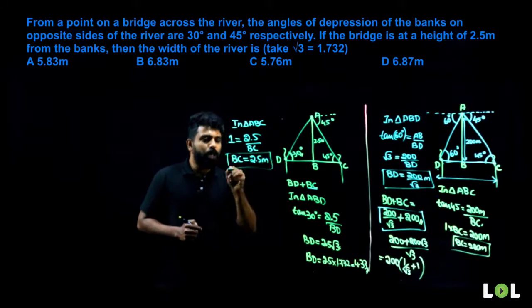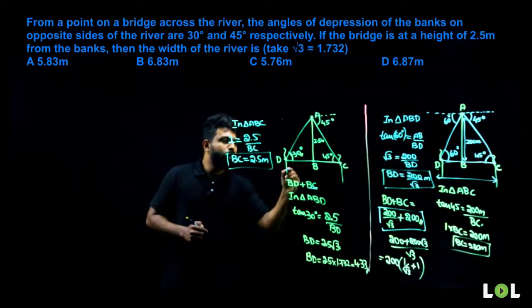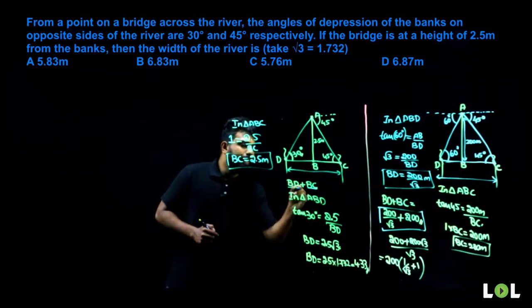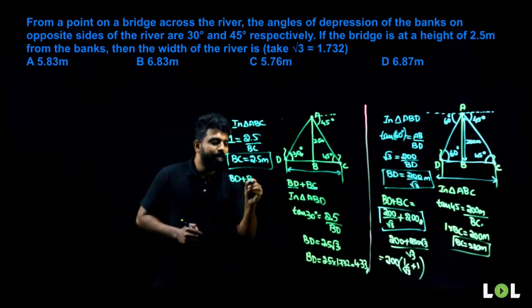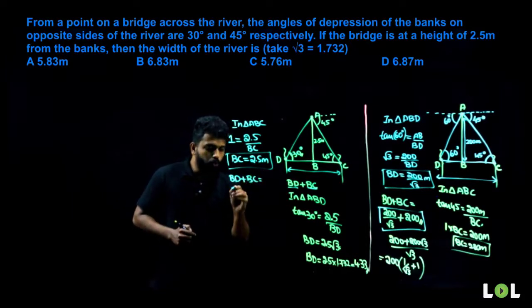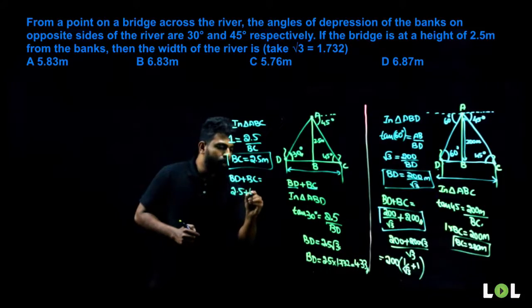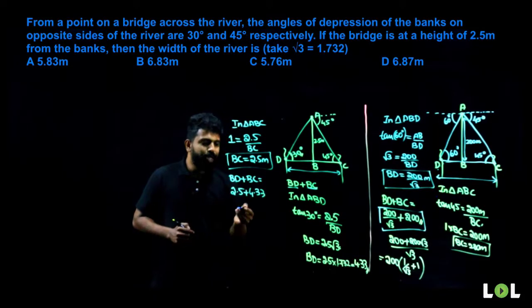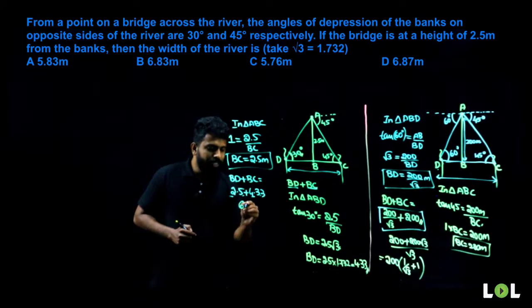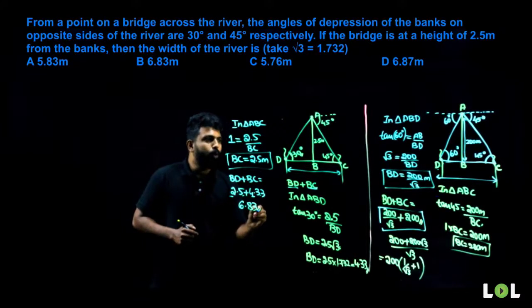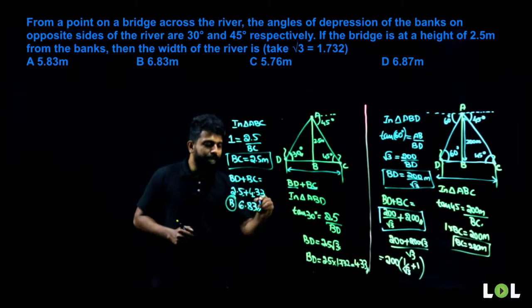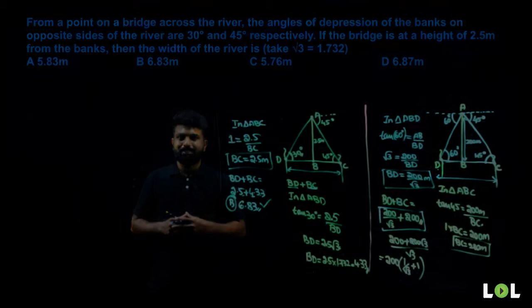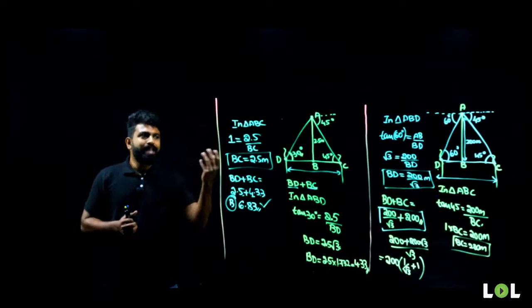So now what are they asking? They're asking us the total width of the river. That is nothing but BD plus BC. So what will be BD plus BC? It will be equal to 2.5 plus 4.33. So what do we get? 6.83. Do we have that in our options? Yes. Option B, 6.83 will be my final answer. So let's move on to the next question here.